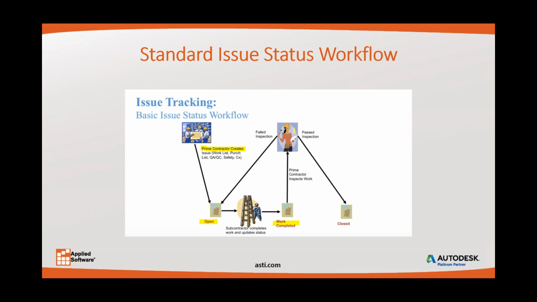That's an indicator to the prime contractor that they need to check that issue. If it passes, then it goes down here to closed, and we're done. We've resolved that issue. And then obviously if it fails, we go back through this loop again. We reopen it, and we allow that subcontractor another opportunity to complete that issue, ultimately closing that issue out.